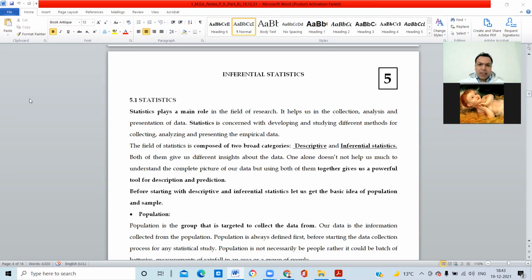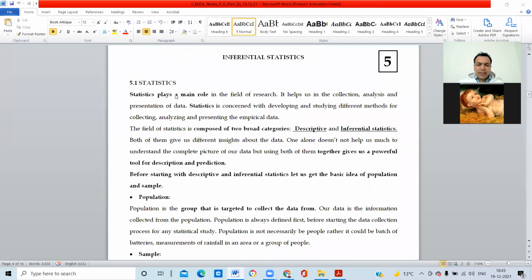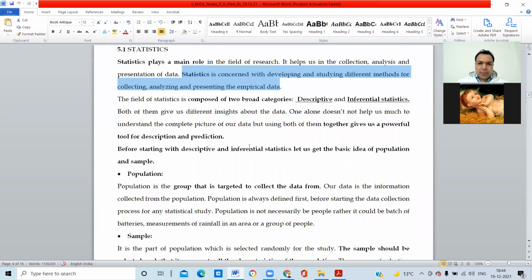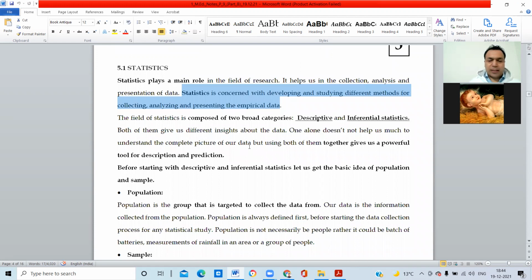Inferential statistics. To understand inferential statistics, we first understand what statistics is. You know that statistics plays an important role in the field of research, right? And what is basically statistics? Statistics is concerned with developing and studying different methods for collecting, analyzing, and presenting empirical data, right? This section we finished in semester 1.